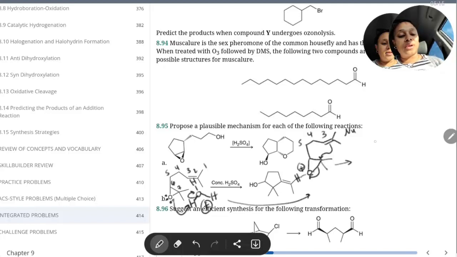I open up my ring, and I count these just because I don't want to make a mistake.